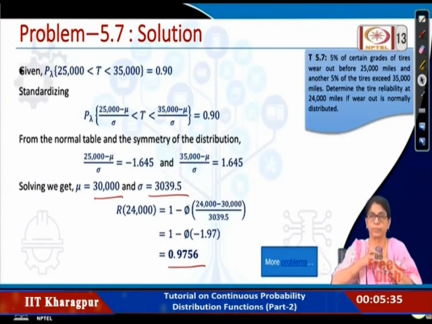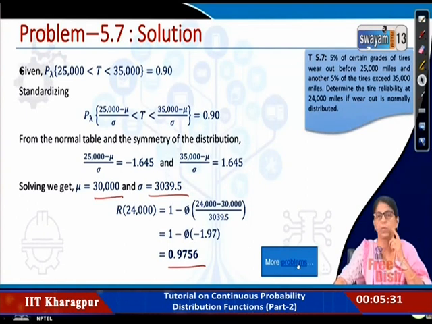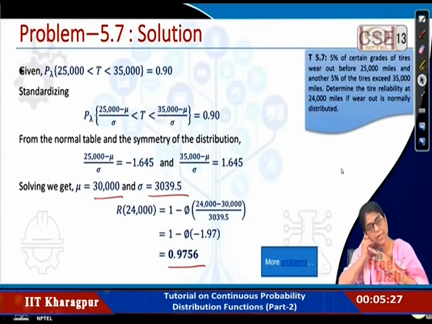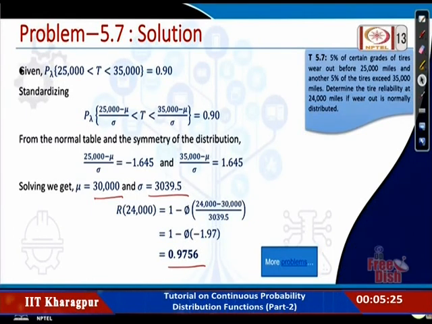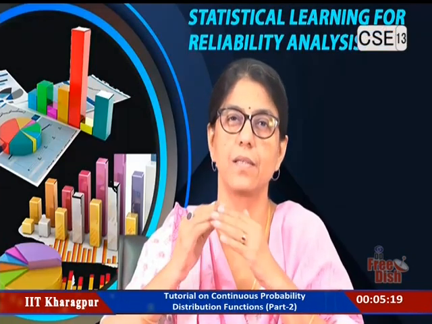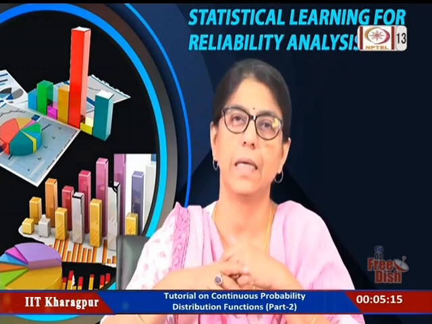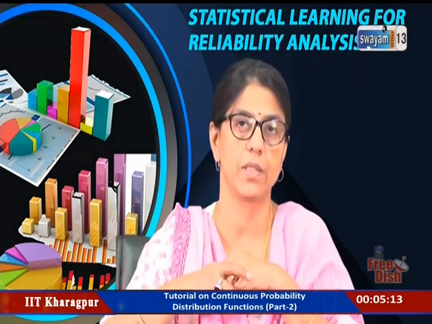So there are some more problems for which I have given a link here. These are problems on Weibull distribution. As I already mentioned in my 13th lecture, I will not be discussing the Weibull distribution in this class, because it is a bit difficult to understand for people without a reliability background. People with a reliability background find it easier to understand.